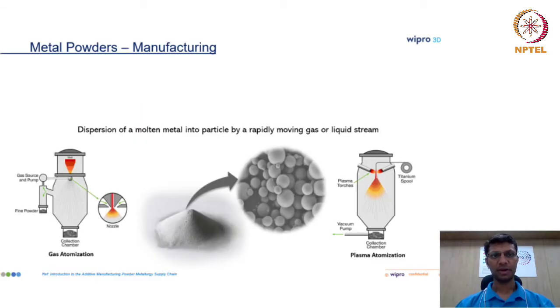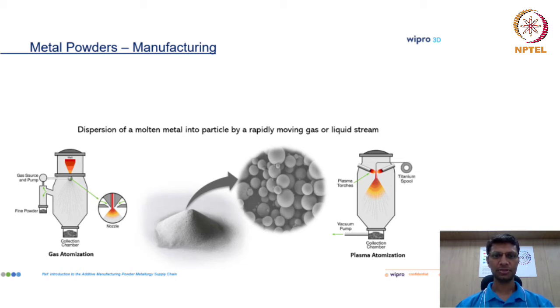Powder is manufactured through the atomization technique. So what is this atomization process? It is the dispersion of molten metal into particles by rapidly moving a gas or liquid stream. Here you can see the simplistic schematic view of the atomization process. The left side schematic shows the gas atomization process, while the right side schematic shows the plasma atomization process.